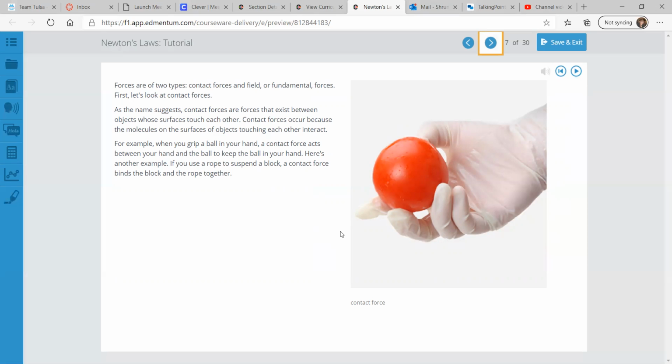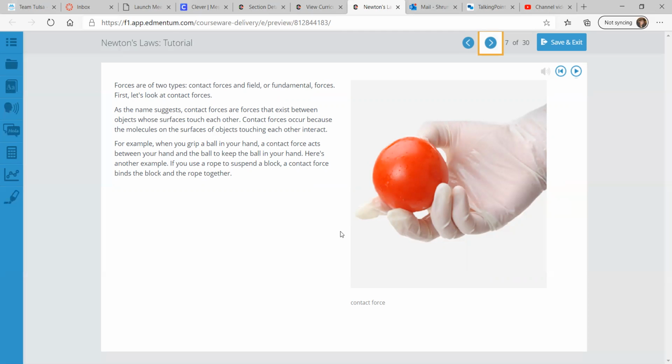First, let's look at contact forces. As the name suggests, contact forces are forces that exist between objects whose surfaces touch each other. Contact forces occur because the molecules on the surface of objects touching each other interact. So contact, think of the molecules making contact with each other. So when you grip a ball in your hand, a contact force acts between your hand and the ball to keep the ball in your hand.